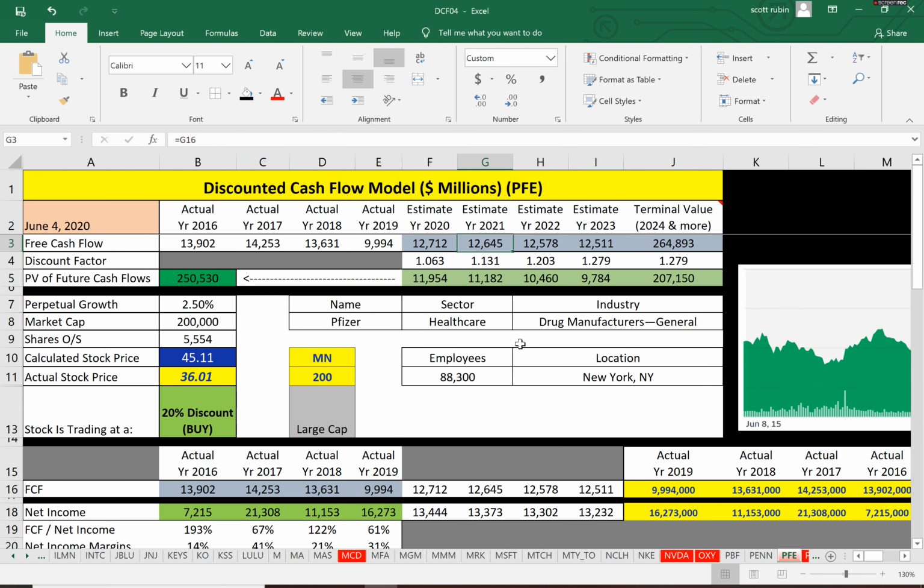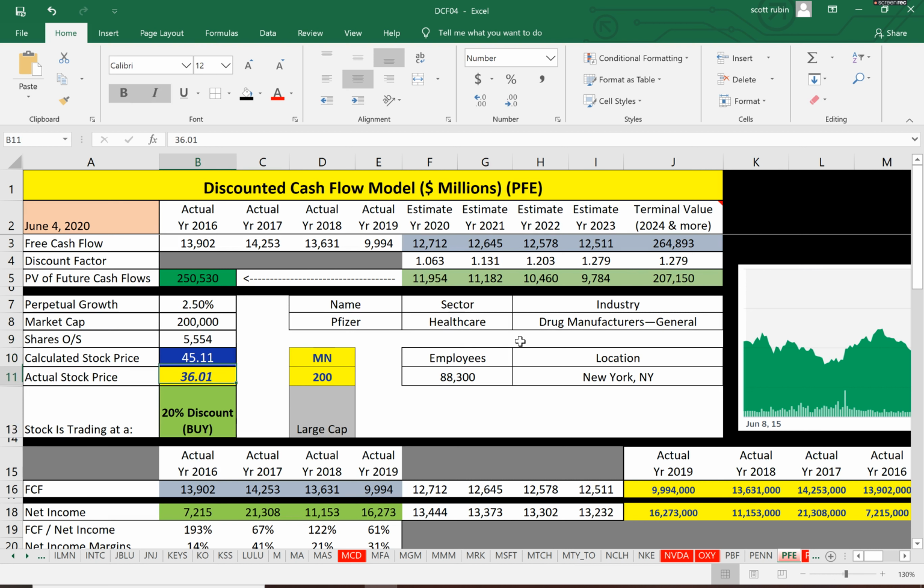So we calculated the future free cash flows for 4 years, and we did a terminal value, which is all the years after year 4. And then we discounted those numbers back to today, and we get a value of the company of $250 billion. So when we divide that by 5.5 billion shares, we get a calculated stock price of $45.